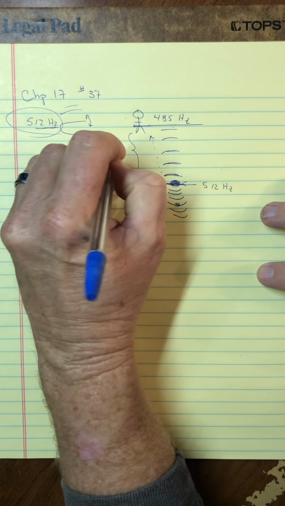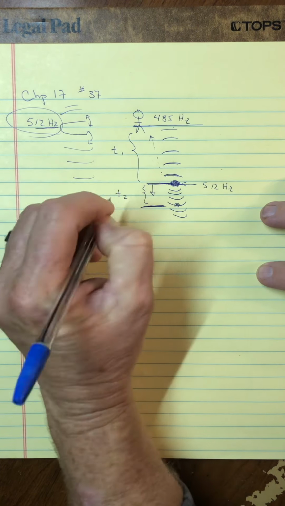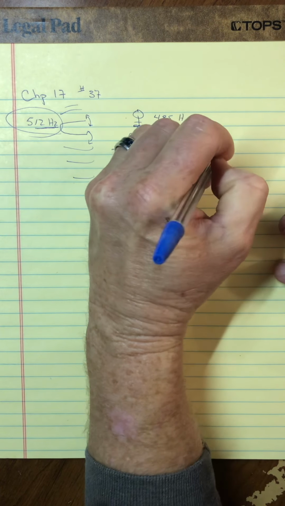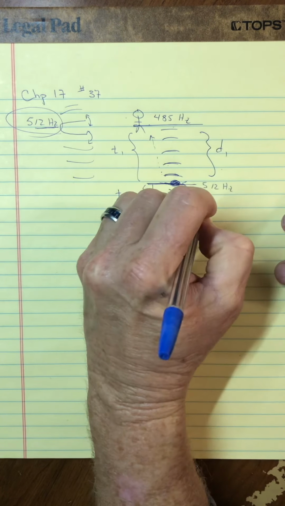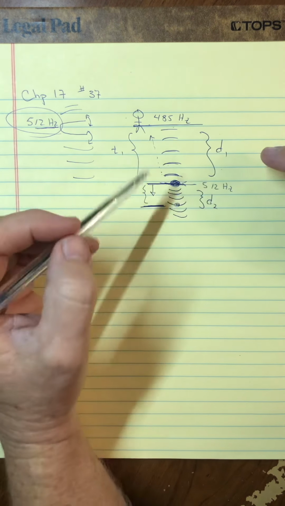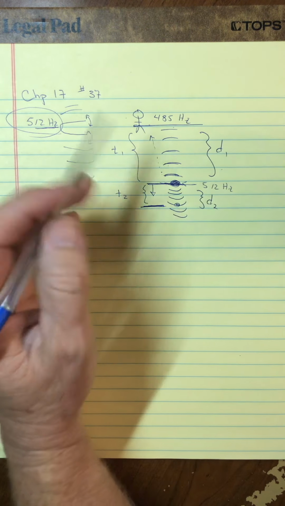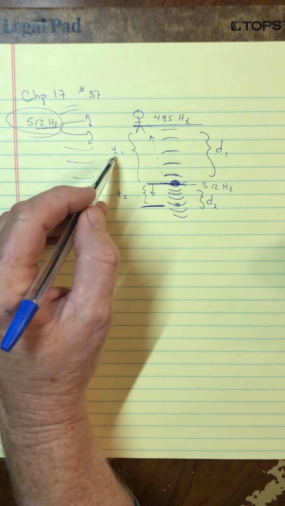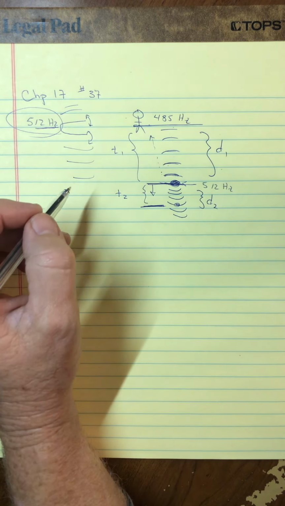So maybe I should call this time 1 and time 2. It corresponds to what I'll call a D1 and a D2. And the total distance is going to be D1 plus D2. And the total time is going to be T1 and T2. Okay?